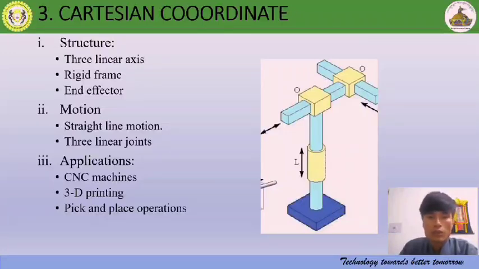In terms of pick and place operation, the Cartesian robot controls the movement of the printer head to accurately deposit the material layer by layer.